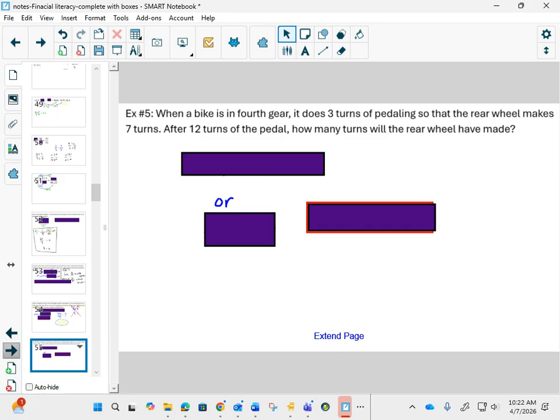When a bike is in fourth gear, it does 3 turns of pedaling, so the rear wheel makes 7 turns. If the pedal turns 12 times, how many times will the rear wheel have made? So first of all, sometimes in these questions, you're gonna read them once and go, huh? And then you have to read it again and try to make sense of it.